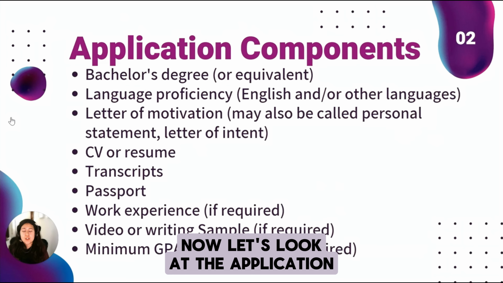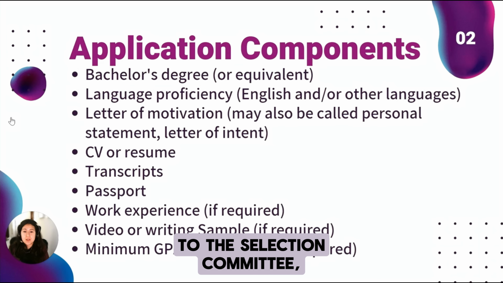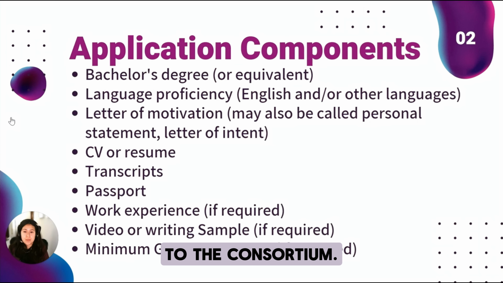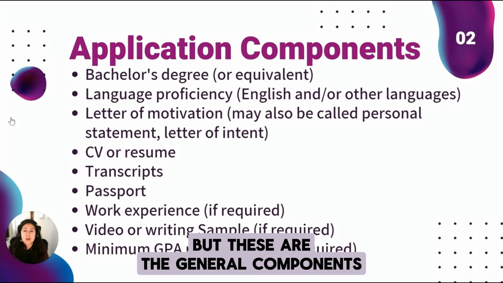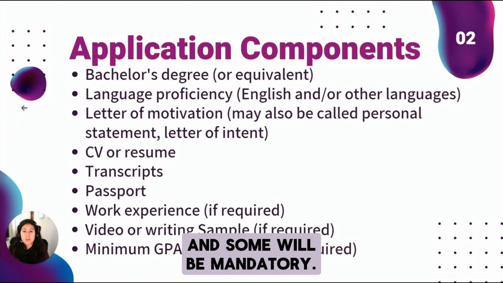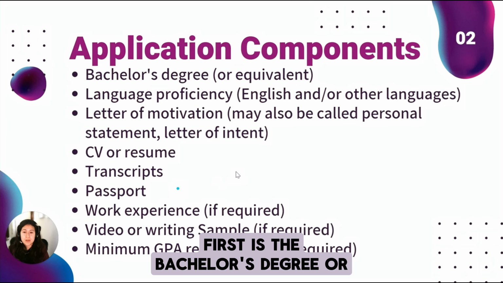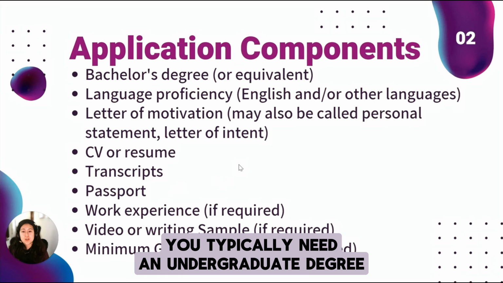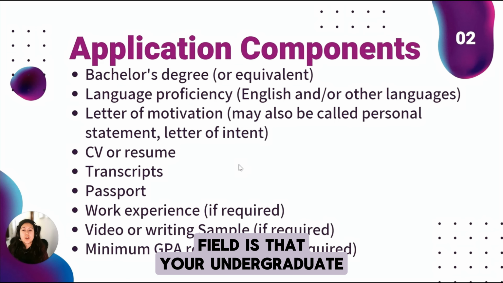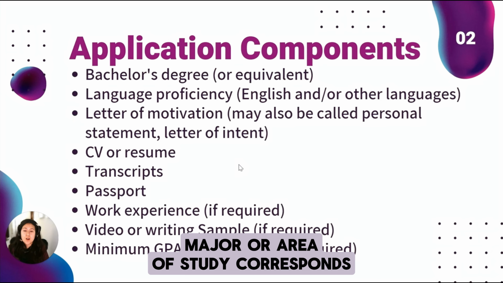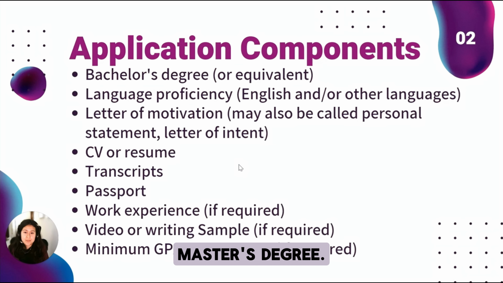Now let's look at the application requirements. These are what you are going to be submitting to the selection committee, to the consortium. Perhaps not everything on this list each program will want, but these are the general components, and some will be mandatory. First is the bachelor's degree or equivalent. You typically need an undergraduate degree in a relevant field. So, what I mean by relevant field is that your undergraduate major or area of study corresponds and lays the foundation of your master's degree.